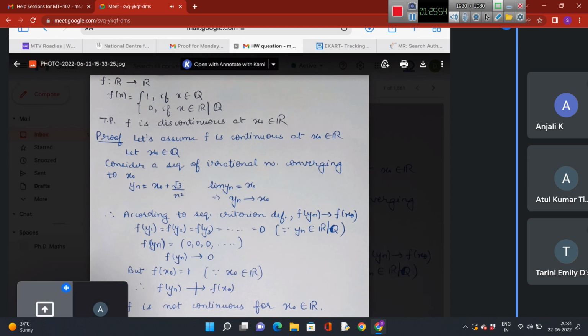Because when you apply your epsilon delta definition, you have f(x) minus f(x naught). Suppose your x naught is rational, so f(x) minus 1. You want to prove it to be less than epsilon. But x can be anything, right? How will you prove that it will be less than epsilon whenever x is close? How will you find that delta?